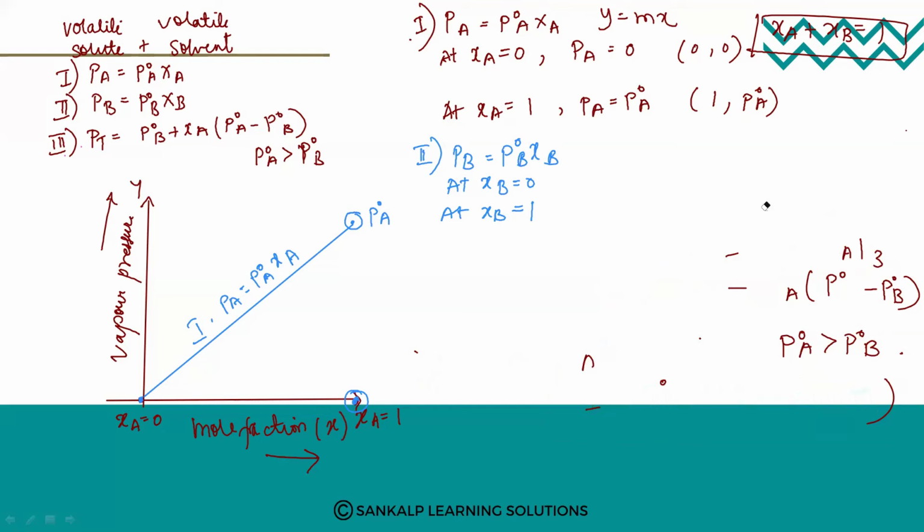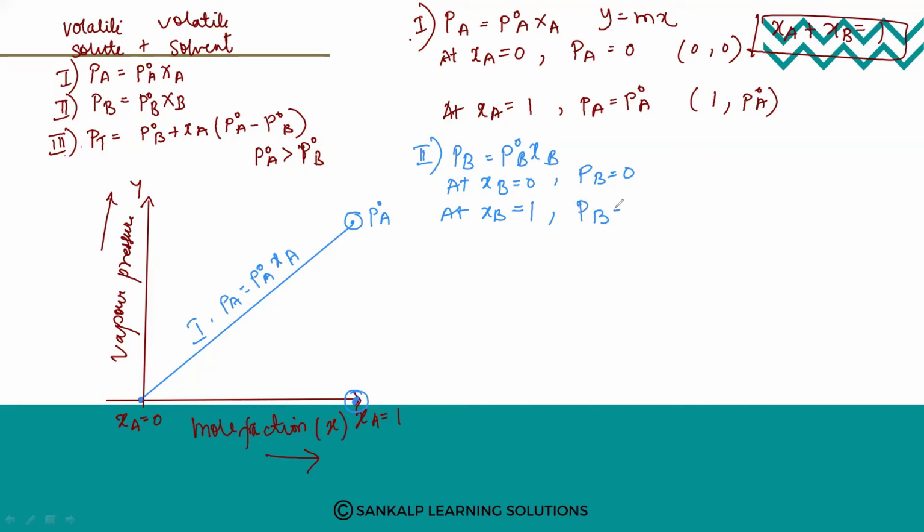See the values. You have to just substitute. What values you will get? At psi B is equals to 0, then PB also will be equal to 0. So 0 into 0 is 0. Then when psi of B is equals to 1, PB will be equal to P naught B. So what are the points? This is 0 and 0, and this is 1 and P naught B.